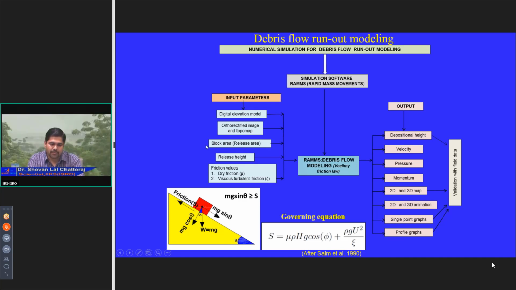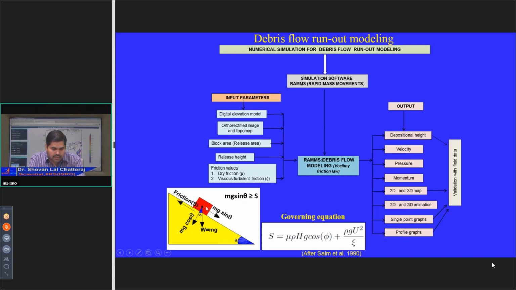Then the block release or the release area, that you can simply mark on your satellite image. Release height you can put, and then there are some geoengineering factors, frictional parameters that you have to give. Friction is something that basically doesn't allow the flow to happen.